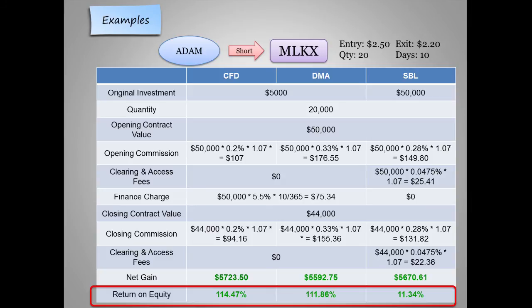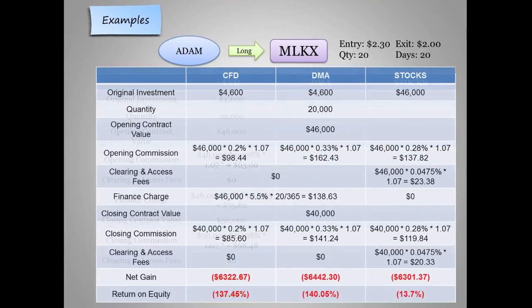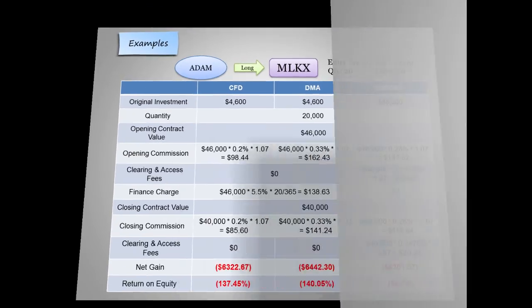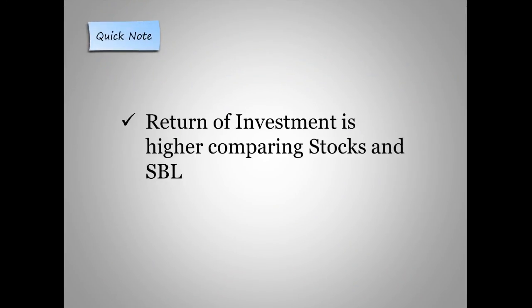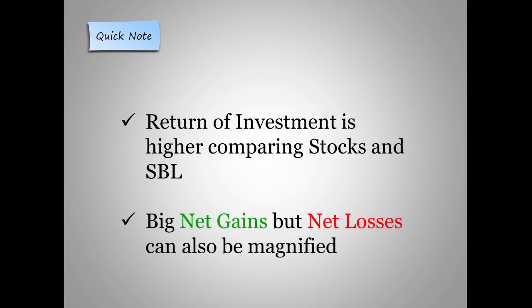Now, although the gains are big, it is also important to note that the losses can be significantly increased as well. Suppose in the earlier example, instead of earning a profit, Adam makes a loss. After entering a buy position at the entry price of $2.30, the price drops to $2 20 days later. Let us go through and calculate his net loss. Once again, we can clearly view that losses incurred are greatly magnified as well. Hence, do note that CFD is a high-risk product where potential gains or losses can be significantly magnified.